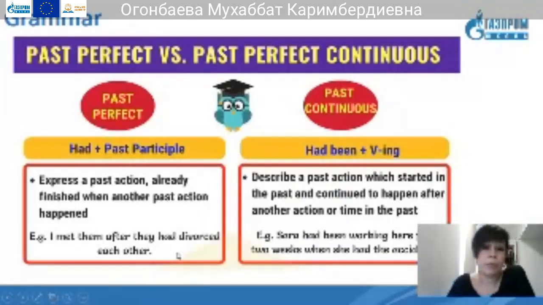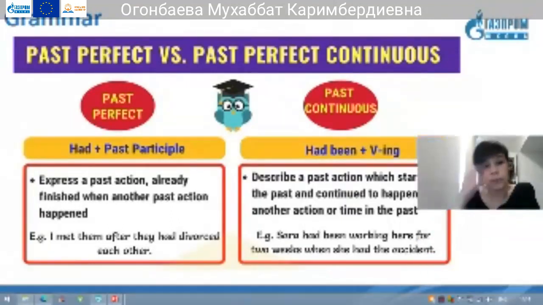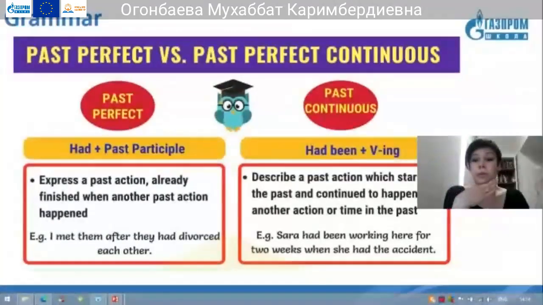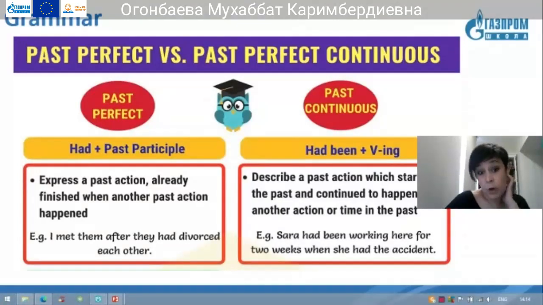Okay, so if you remember, our main grammar sport was about the perfect tense. We spoke about present perfect, past perfect continuous, present perfect continuous, past simple, we spoke about past tenses. So there are some options when we can express our thoughts in past perfect. What are they? Can somebody remind me?